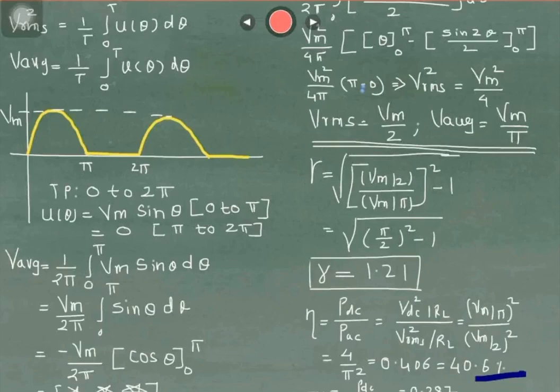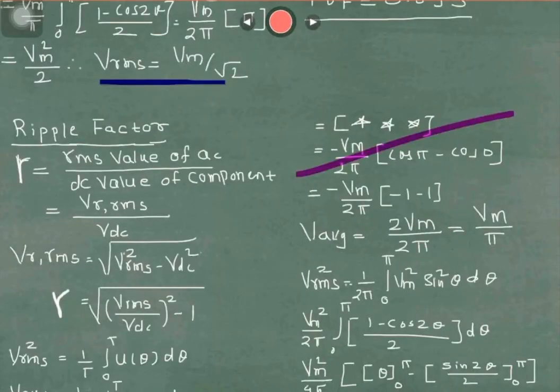माइनस को बाहर निकालो, so you are going to get minus of Vm upon 2 pi. Integration solve करो, cos pi minus cos of 0. So this becomes Vm upon pi. So you found value of V average, that is nothing but VDC. Once you found value of VDC, let us start with the RMS value.